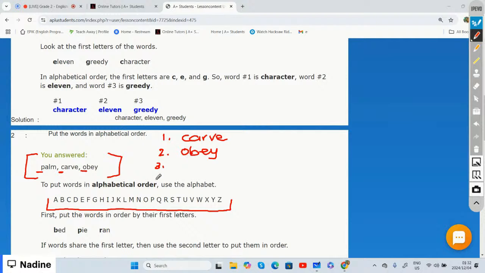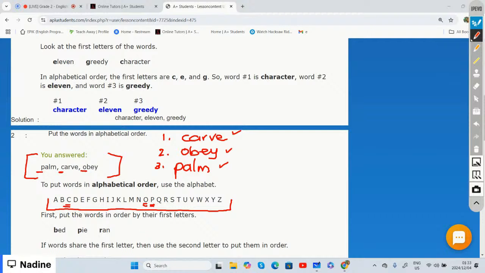And last but not least, it is palm. Yes, well done. So carve is first, then obey second, and then palm third. And if we go to our alphabet, here we have C for carve. Well done. Then we have first O for obey, and then P for palm. Well done.